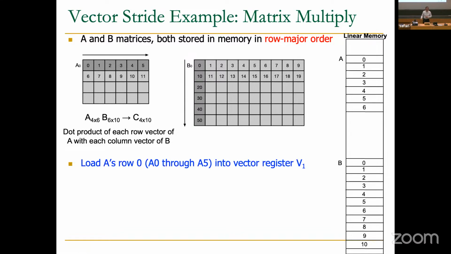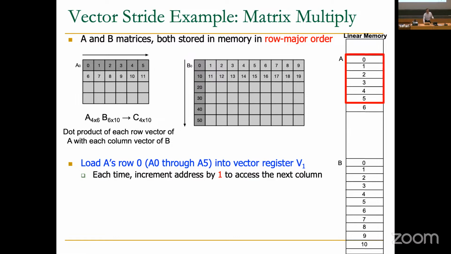To be able to do that, you need to load A's row 0 into vector register V1, or whatever vector register, meaning this A0 through A5, offset 0 through offset 5. And these are consecutive in memory. Each time you increment the address by 1 to access the next column, or next element in the row. Clearly, it's the next column. So this is a case where we have a stride of 1. Consecutive elements are in consecutive locations. The distance in memory is 1 apart in terms of the address.